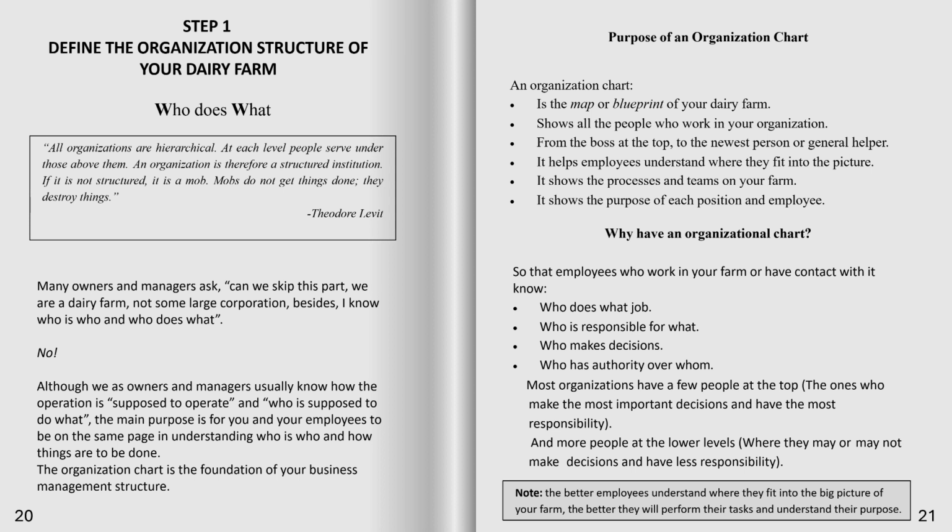Why have an organizational chart? So that employees who work in your farm or have contact with it know who does what job, who is responsible for what, who makes decisions, who has authority over whom. Most organizations have a few people at the top, the ones who make the most important decisions and have the most responsibility, and more people at the lower levels, where they may or may not make decisions and have less responsibility. Note, the better employees understand where they fit into the big picture of your farm, the better they will perform their tasks and understand their purpose.